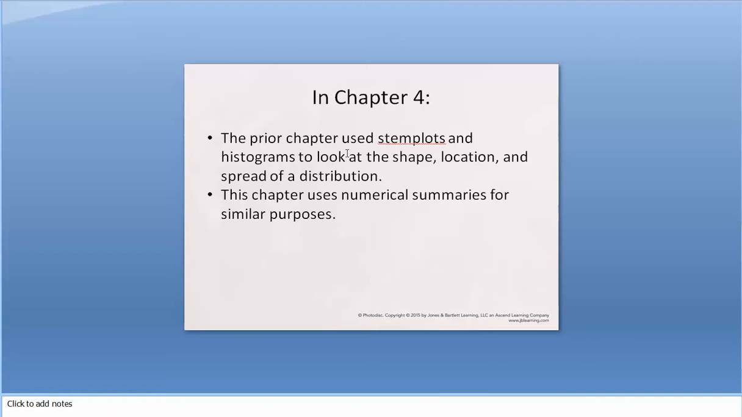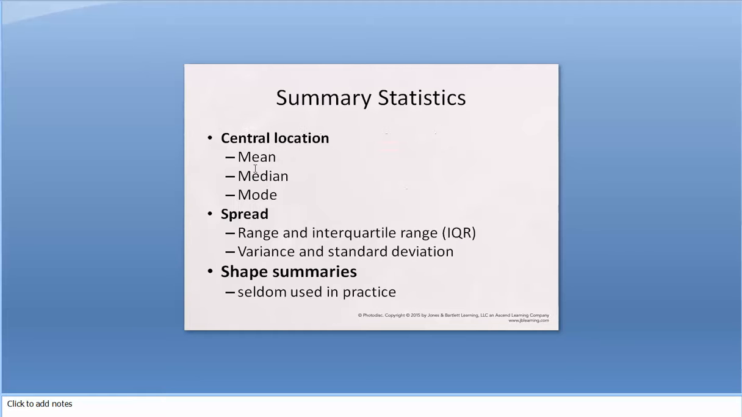Yeah, so the prior chapter had the graphical methods. So in this chapter, we are using numerical summaries. Okay. All right. So now, when you talk about summary statistics, there are two types. Measures of central location. We talked a little bit about that even in the previous lesson. And then measures of spread. Now the shape summaries we will not worry too much about right now. We'll worry about central location and spread.